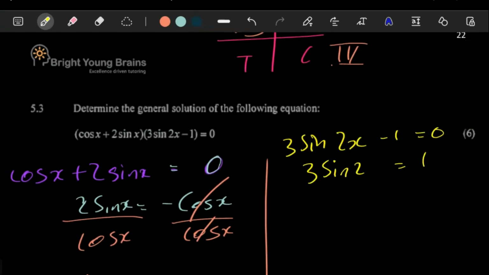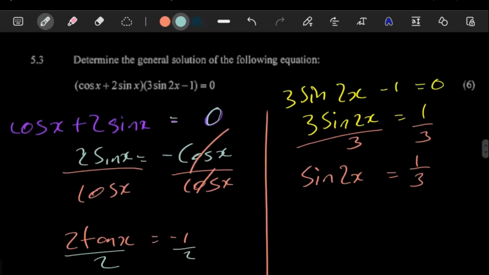And then the idea here is to isolate the trig ratio. So divide both sides by 3. You're going to have sine 2x equal to a third. Now, don't make the mistake of dividing by 2, because this is stuck together. So you have to get a reference angle. Reference angle, you're going to get shift sine of a third.